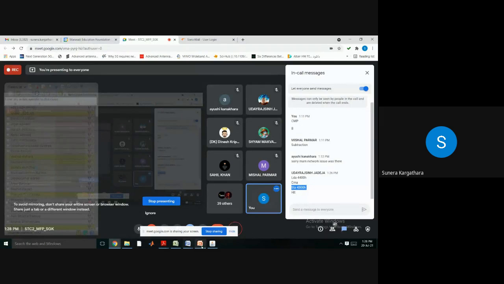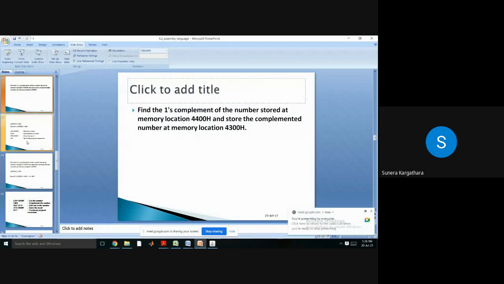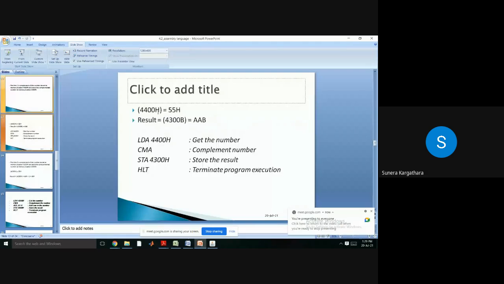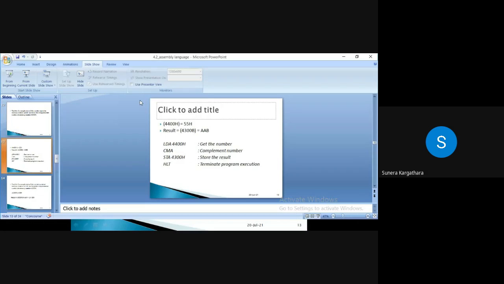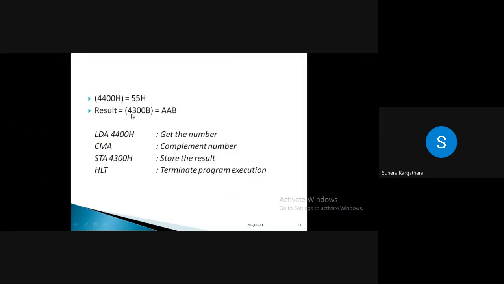Very good, Uday. You can check here. Suppose I have data on location 4400 which is 55 and I want to complement it, my result must be stored onto location 4300. So you will use LDA 4400 to get the number from the memory location. Then we will complement it, and whatever complement data we have, we'll store it onto location 4300, and that's it. Any doubt, students?